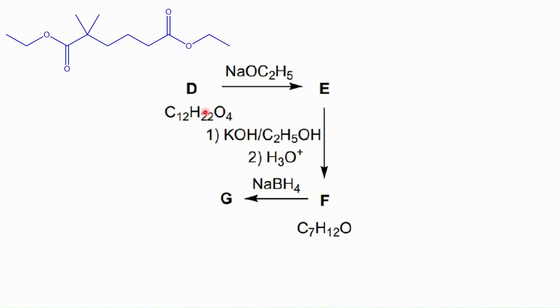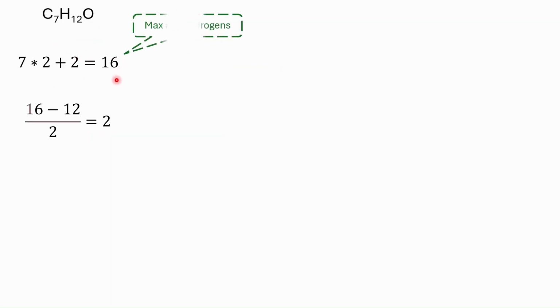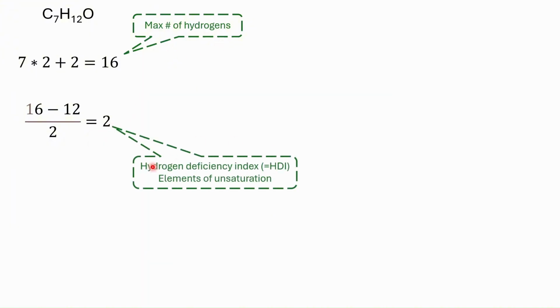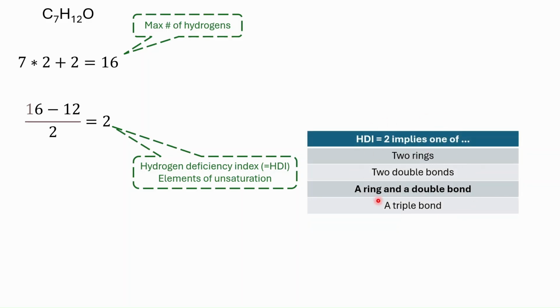So as you can see, compound D has 12 carbon atoms. You can see from both the molecular formula and from the structure that we have found. And compound F's molecular formula says that it has 7 carbon atoms. So let's calculate HDI again because we have the full molecular formula, in order to gain an insight towards the structure of compound F. So yes, again using the same formula, we calculate the maximum number of hydrogens and the hydrogen deficiency index of 2, and it could imply again one of these things.